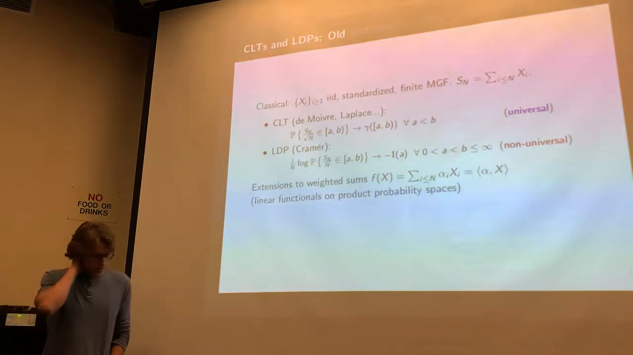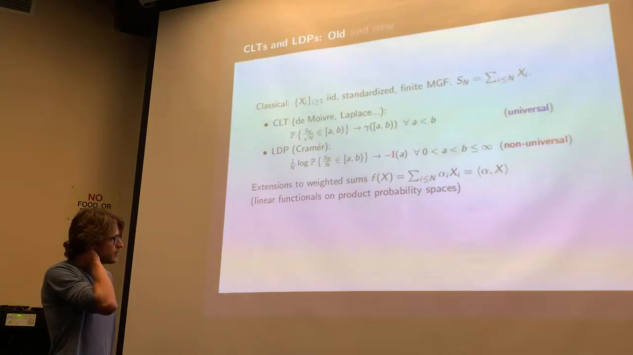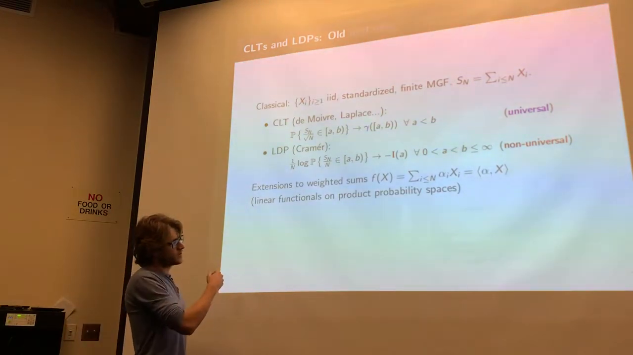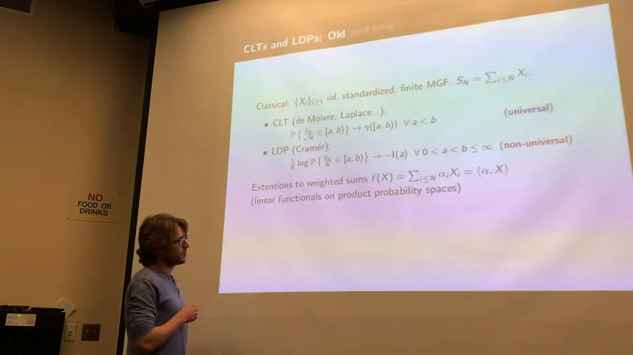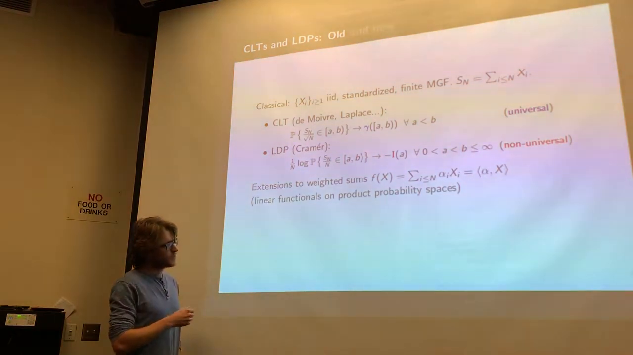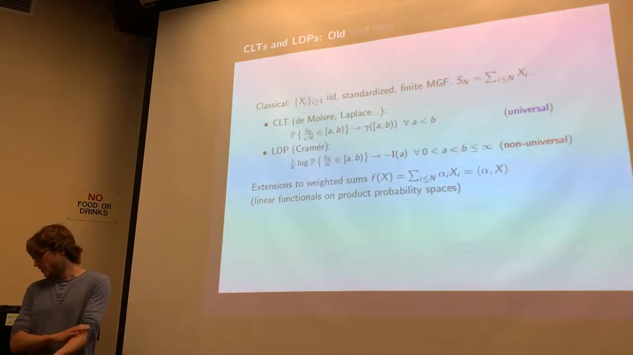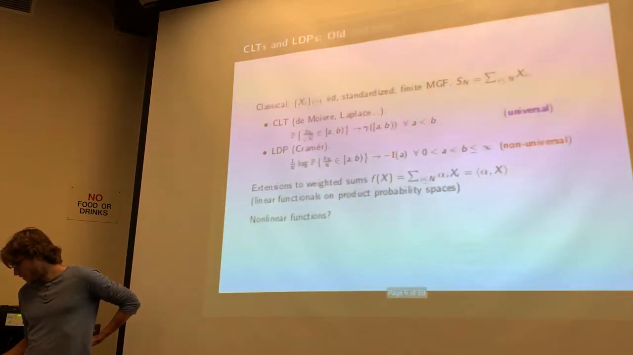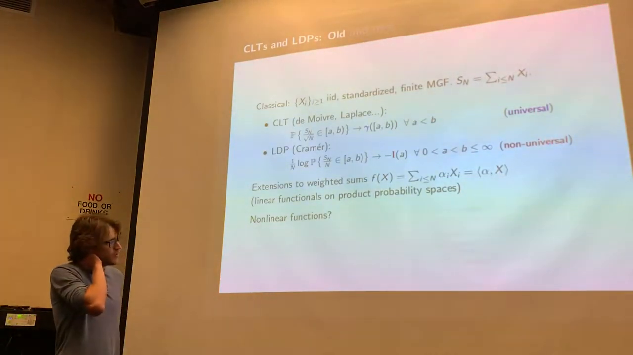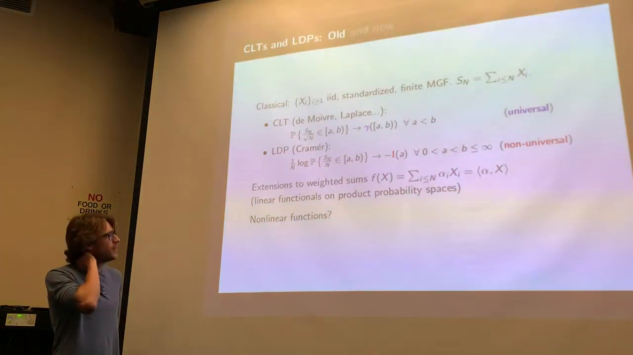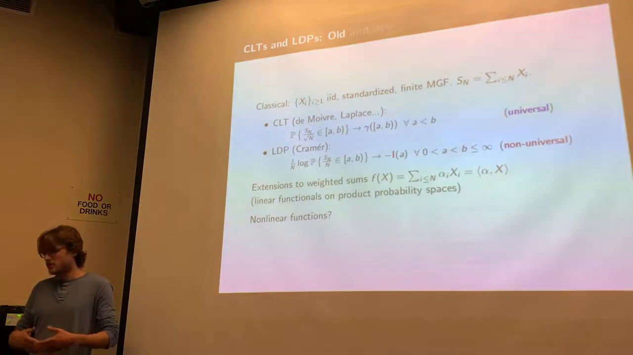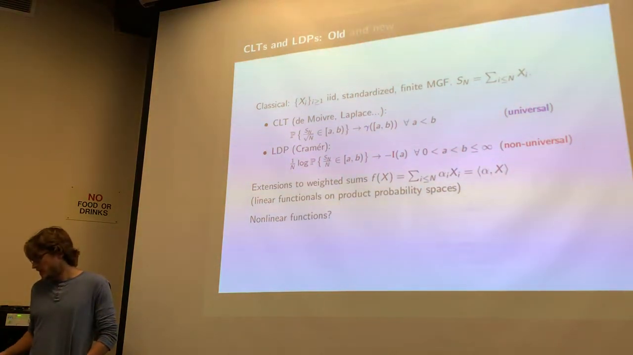Okay, and you can extend both of these to weighted sums with conditions on the weights. A weighted sum, of course, you can view as a linear functional on a product probability space. So the partial sums are just the inner product with the vector of all ones. With this perspective, it's natural to ask what you could say about classes of nonlinear functions, which is the subject of this talk. And when I say nonlinear functions, all of the nonlinear functions I'll talk about today are low degree polynomials.